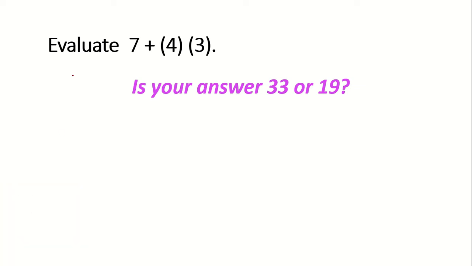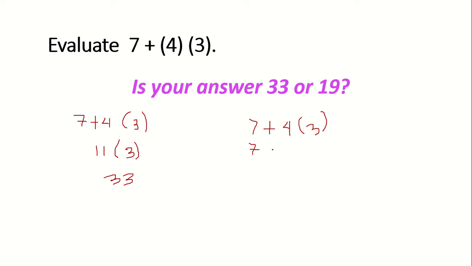Perhaps, for some, you added 7 and 4 first, in which it gives you 11. And then 11 times 3 is 33. But some of you multiplied 4 and 3 first. 4 times 3 is 12. And 7 plus 12 is 19.